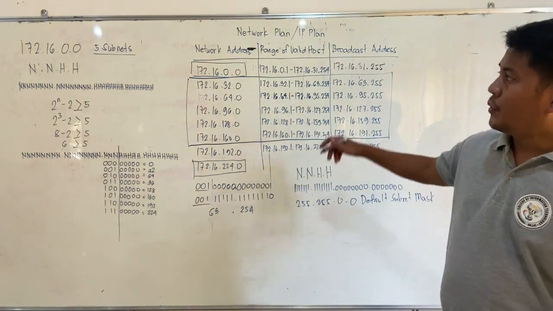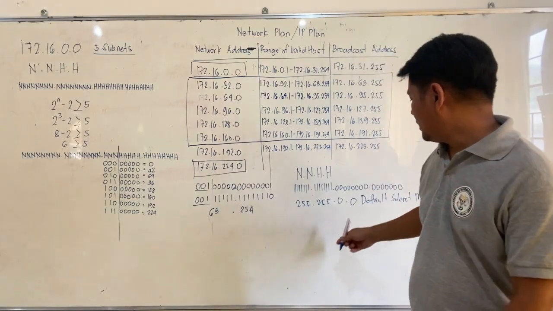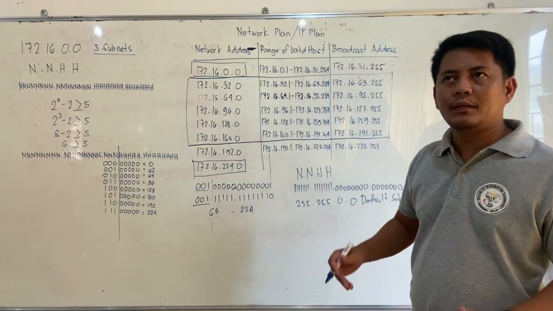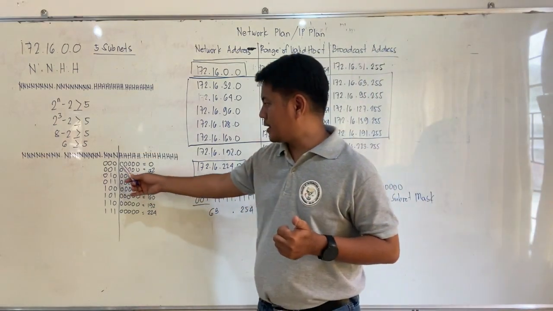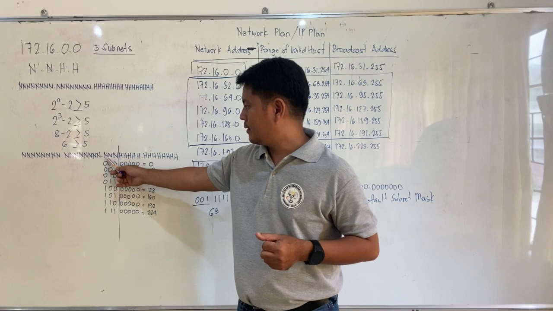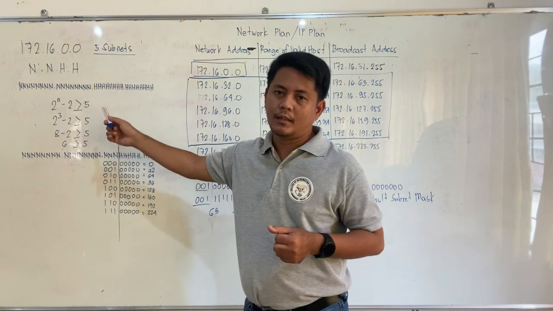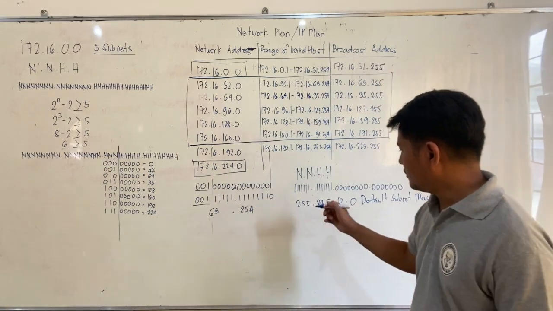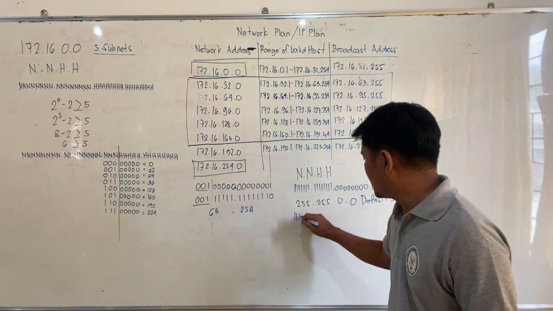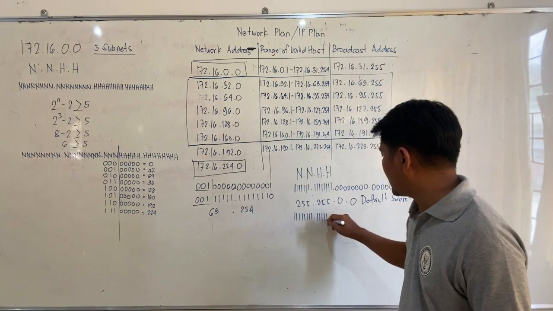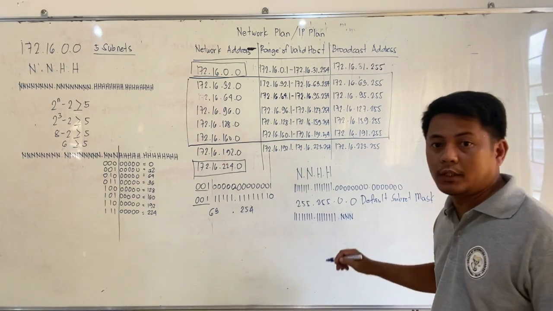Alright? But since we created 5 subnetworks for this network address, we need to redefine its subnet mask value. Okay? So we are not going to use the default subnet mask anymore. Since, as you notice here, the first 3 bits of the third octet now belong to the network bits. Alright? So therefore, if we turn all network bits into all ones, this will be 1, 2, 3, 4, 5, 6, 7, 8 and 1, 2, 3, 4, 5, 6, 7, 8, and the first 3 bits from the third octet belong to the network.